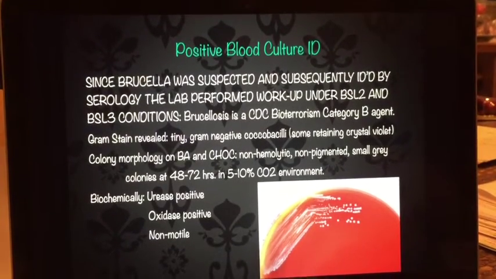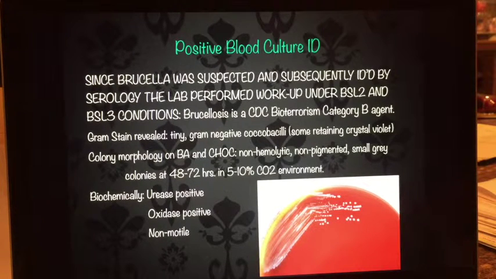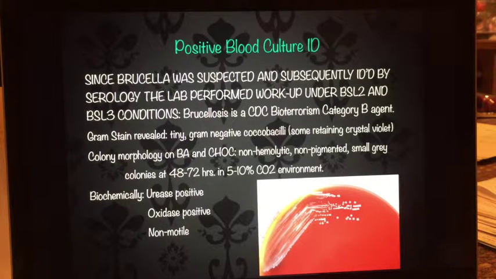A positive blood culture identification. Brucella was suspected and confirmed with the febrile agglutination panel, so the laboratory already knew that it was dealing with a very unsafe bacteria. Brucellosis is a CDC bioterrorism Category B agent, and since it was suspected and subsequently ID'd by the serology, the lab performed a workup under BSL-2 and BSL-3 conditions, which is biosafety level 2 with a biosafety level 3 practice.